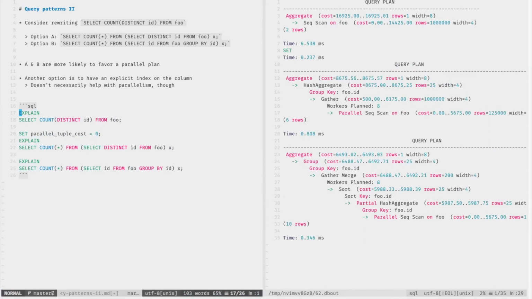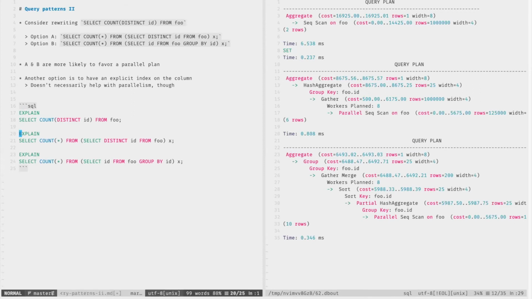But if I do this again here, you see it's going to pick a parallel plan now. So we have the parallel workers here on the sequential scan, which is becoming parallel, and the cost reduced quite a bit. It's not as low as the last one, but it's showing you the right direction to go. So if you're seeing select count distinct, consider rewriting it in order to enable parallelism in Postgres.